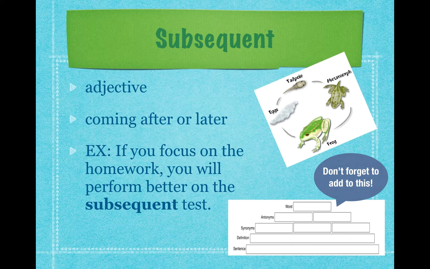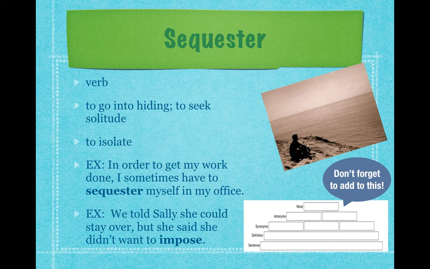We have one more word that we're learning. This should be the last space on your word pyramid worksheet. The word is sequester. Sequester is a verb, so it's an action of going into hiding or seeking solitude or peace. It could also mean to isolate oneself, which is to really kind of block off any other distractions, any other people, and just be completely alone. As an example, in order to get my work done, I sometimes have to sequester myself in my office. I have to go into hiding. I have to isolate myself.